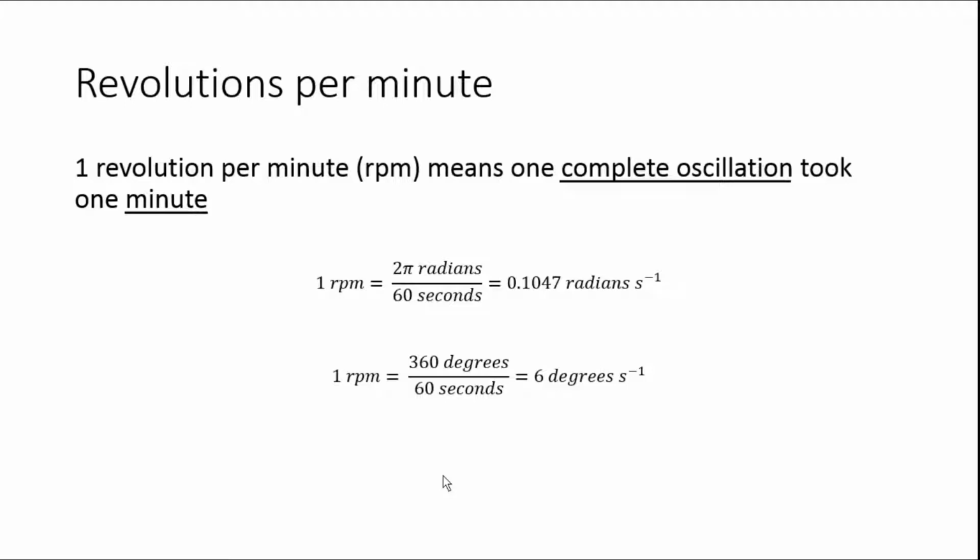That gives you 0.1047 to 4 significant figures, radians per second. If you wanted to do it in degrees per second, then it would be 360 degrees divided by 60 seconds, and that's just 6 degrees per second.